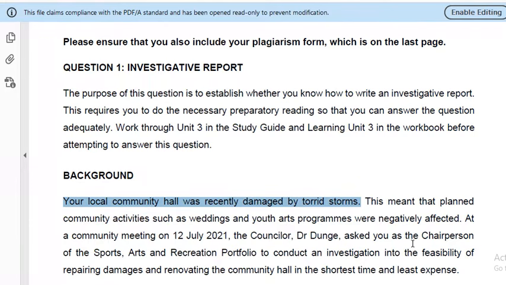Then the second one is going to be the dates. When were you summoned to do this thing, and by whom, and when? As the writer, who are you? You are the chairperson of what? What is your occupation? Your occupation is the chairperson of the Sports, Arts and Recreation.